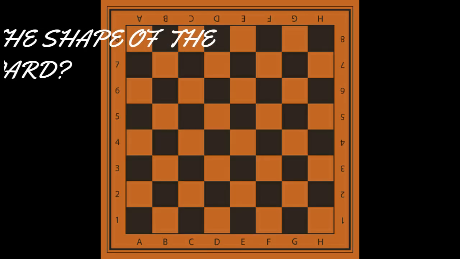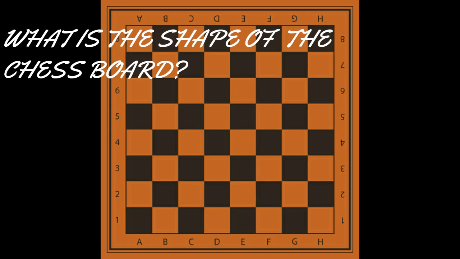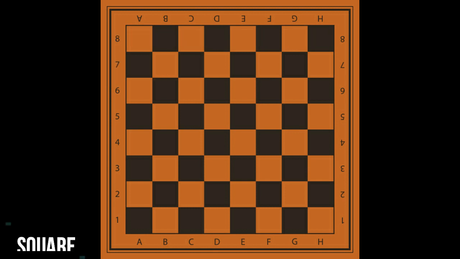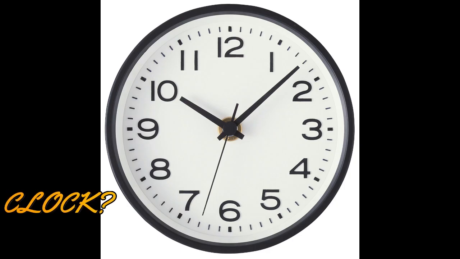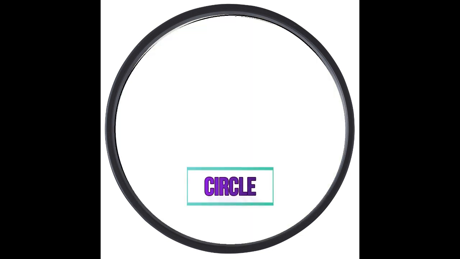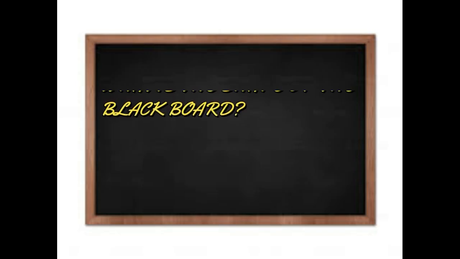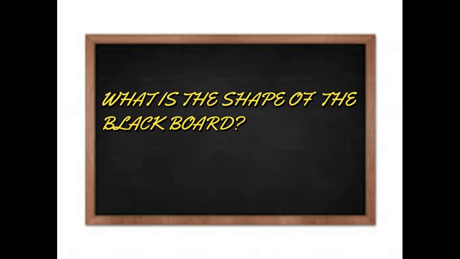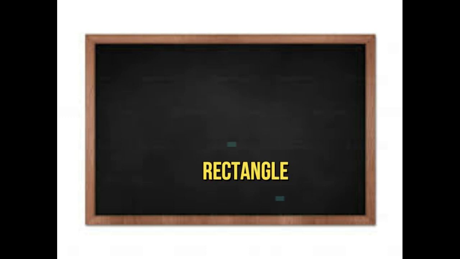What is the shape of the chessboard? Good. The shape of the chessboard is square. What is the shape of the clock? It's correct. The shape of the clock is circle. What is the shape of the blackboard? Yes. The shape of the blackboard is rectangle.